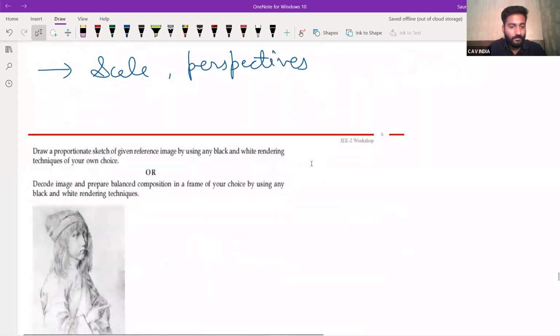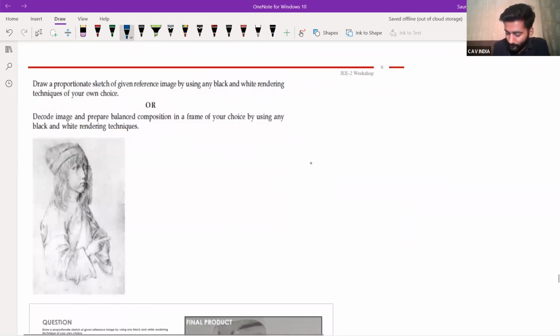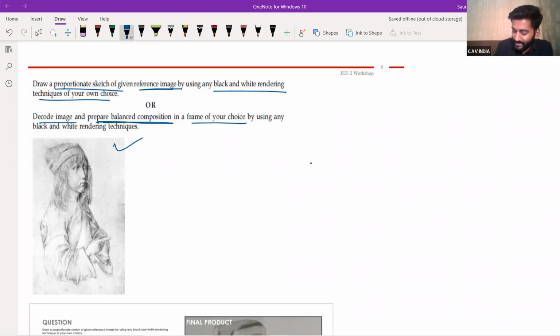And then this is one of the examples of questions that came. Draw a proportionate sketch of the given reference image. This is the reference image, by using any black and white rendering technique of your own choice. That means black and white is required. And another option is decode the image, prepare a balanced composition in a frame of your choice by using any black and white rendering technique. So again, same thing. First thing is, they are just asking you to draw a proportionate sketch of it. Second is, you need to draw it, you need to place it into some frame, into some composition.